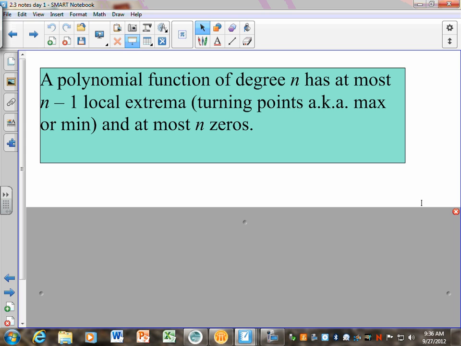There. What does that mean? Turning points. Max and mins. Because the math way of saying a max or min is a local extrema point. And since we're in pre-calculus now and not algebra 2, we like to use the correct math terms.